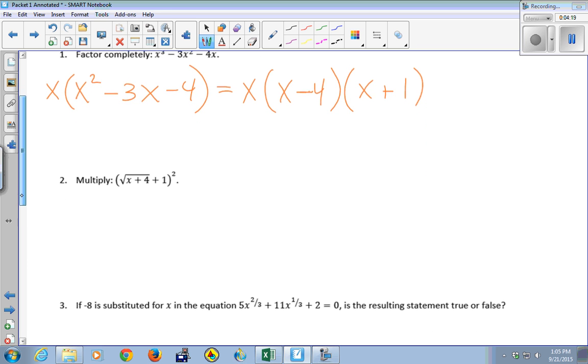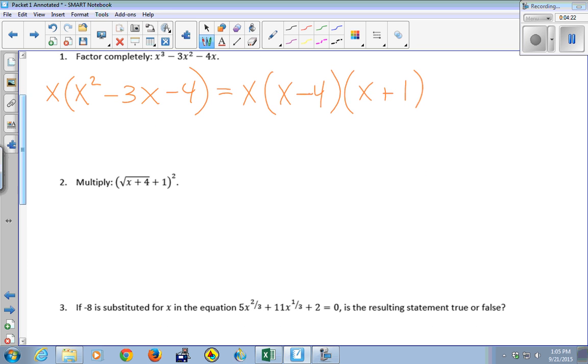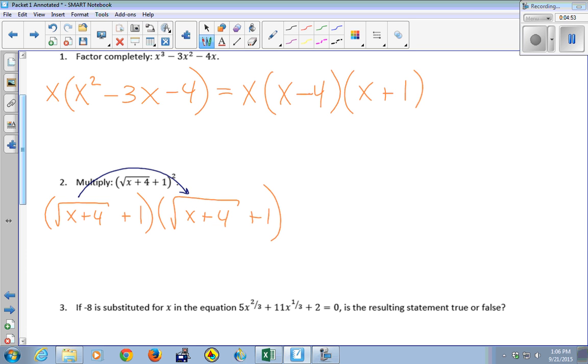Now, if I want to multiply this binomial, right? I've got radical x plus 4 plus 1 squared, right? So squaring means take that thing and multiply it times itself, right? So I'm going to write out what this means. This is radical x plus 4 plus 1 times radical x plus 4 plus 1. And then I'm going to FOIL it, or distribute it, or use the lobster claw, whichever term you've learned, right? So if you do radical x plus 4 times radical x plus 4, what do you get? X plus 4, right? A radical something times a radical something is just the something. The radicals undo each other. So you get x plus 4.